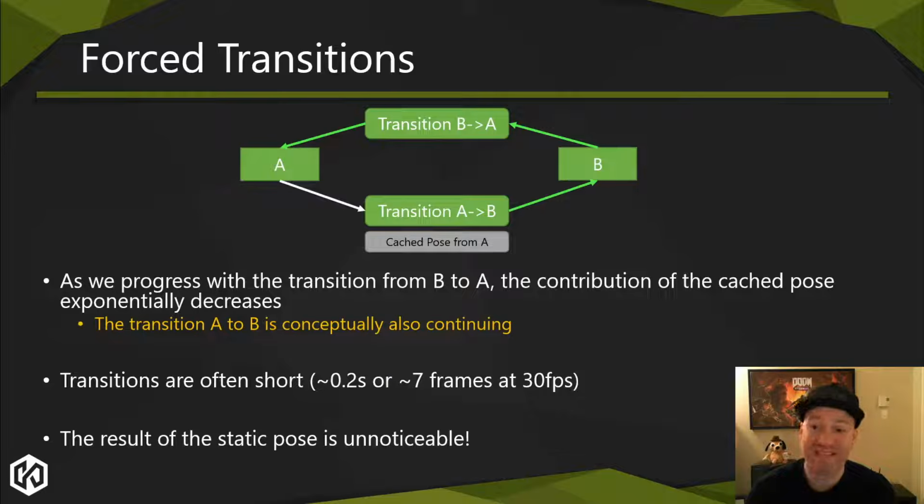If I'm now running a secondary transition away from that as well, it's exponentially decreased again, because now B overall has its weight decreased, which affects the source of A. So it rapidly fades out of the actual contribution for the final pose. Additionally, our transitions are often really short, so this is almost completely unnoticeable.